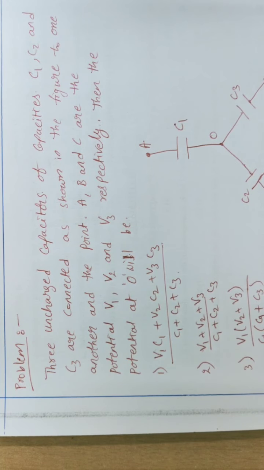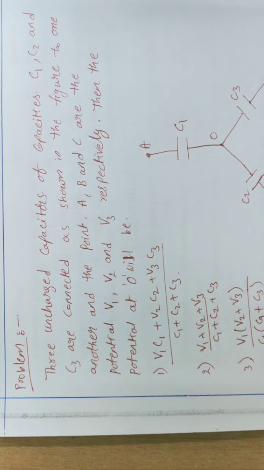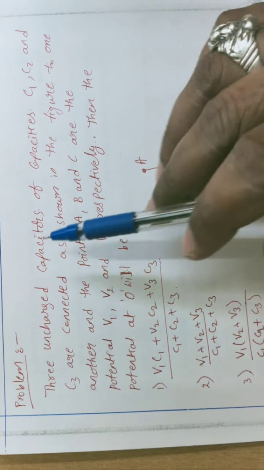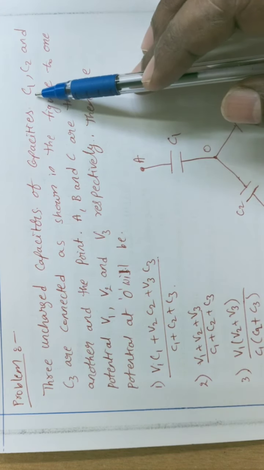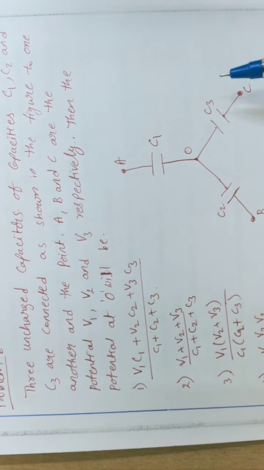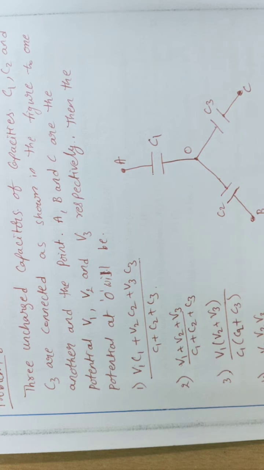See students, this is the new problem for us based on capacitors combinations only. So how we are getting the result for this solution, we will check it now. What is the question given here? Three uncharged capacitors of capacities C1, C2 and C3 are connected as shown in the figure. So here one figure is clearly given.